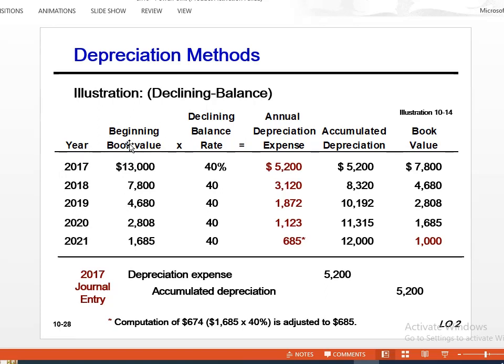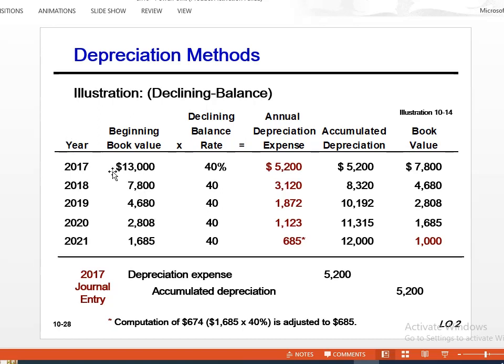Second column is about beginning book value. Then the rate for the depreciation. It's the double declining balance method, so we'll be using its rate. The answer will be the annual depreciation expense for us. Then we will have accumulated depreciation, and we need to calculate ending book value at the end of every year, because we need this for the next year as beginning book value.